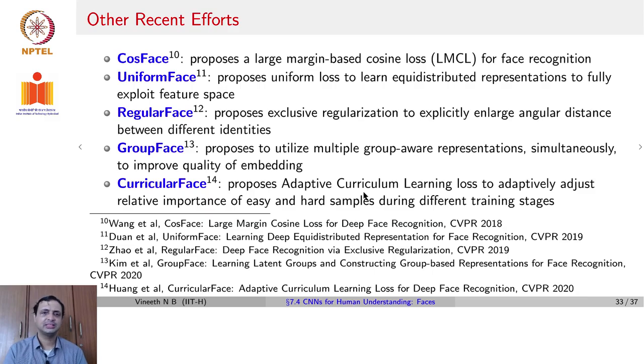Curriculum learning is a facet of training deep neural networks where initially you expose the model to, say, simple training examples and then gradually increase the difficulty of the training examples to help the neural network learn better. We saw this with triplet mining, where we said let's start with semi-hard negatives before we go to hard negatives, and this approach called CurricularFace took this further to propose an adaptive curriculum learning loss.